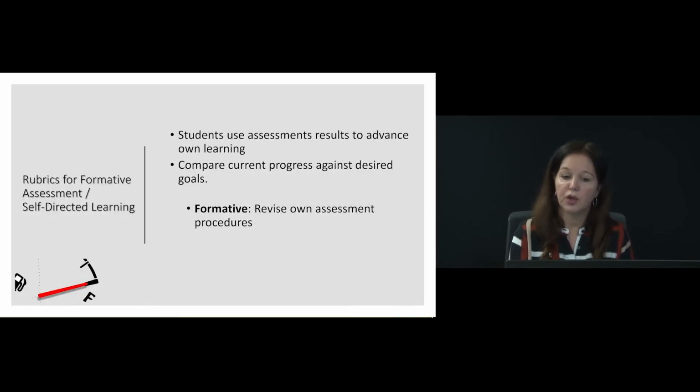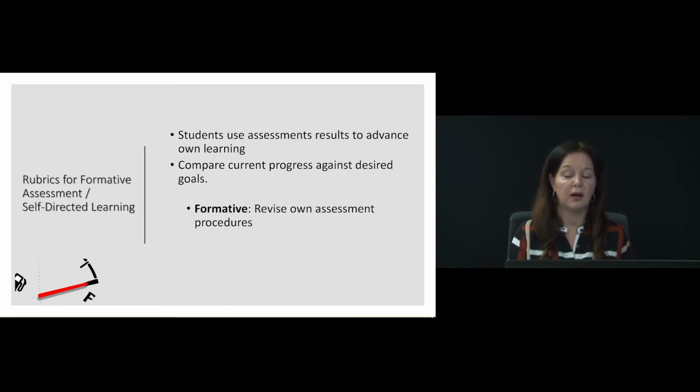And they will be doing so by comparing where they are against the goals of the assignment. And I wanted to stop here for a moment and talk about those goals. Many times it is the teacher that devises these goals. Formative assessment, however, gives the teacher an opportunity to review her own teaching, to revise these assessments so students can connect with these goals.